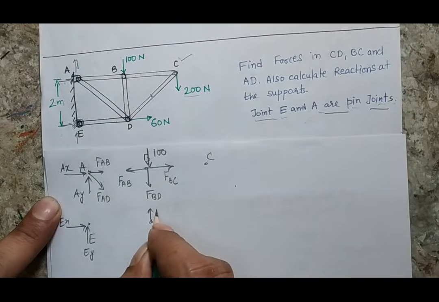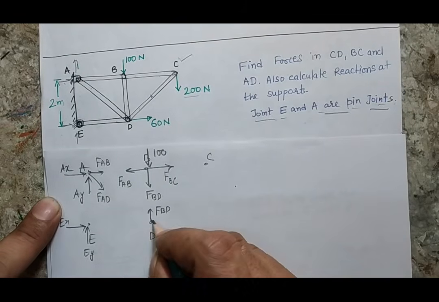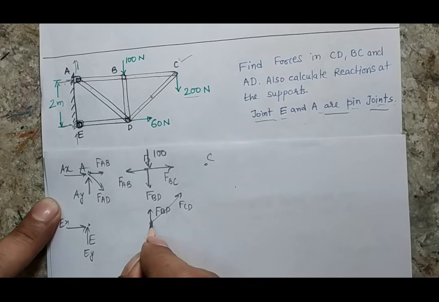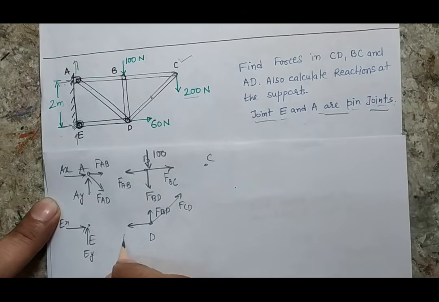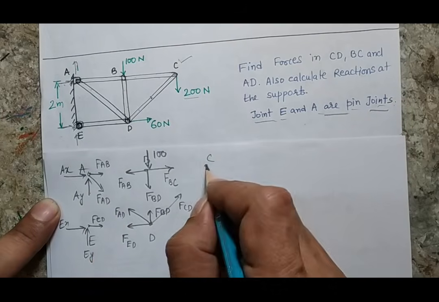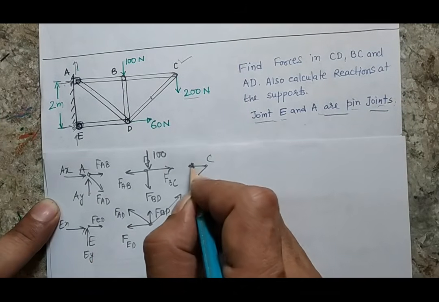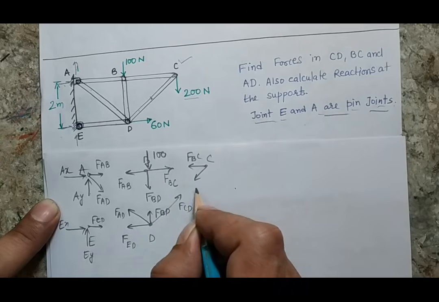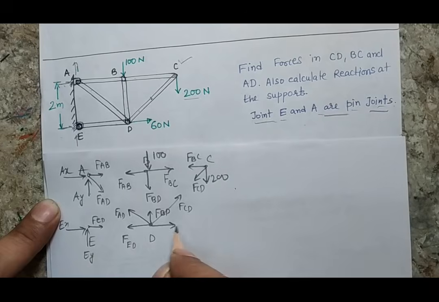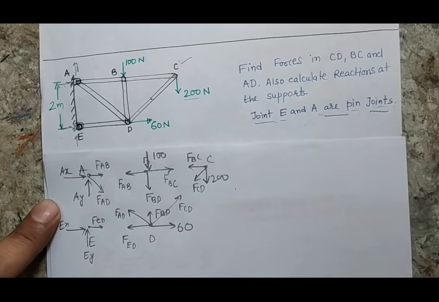Similarly here FBD, 1 force will move here, that will be FCD. 1 force will be here, this will be FED, and this member will be FAD. If I start from here, this member will be FBC, this will be FCD, and there will be a force of 200, and here one force will be 60. So here I have considered all the forces.